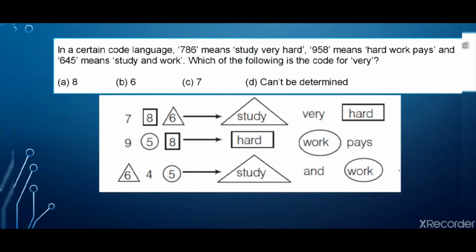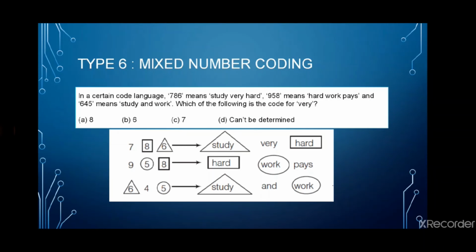Again I am repeating: if I have only one remaining word with me and one remaining number in the code, then I can say for sure, 100%, that the code for very is 7. Similarly, if the question were the code for pays, it has the code 9. From the second sentence I can say the code for "and" is 4.